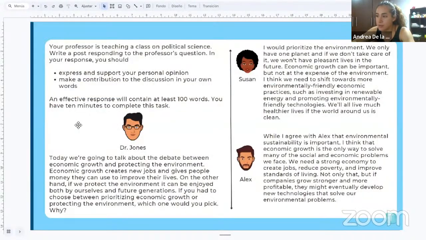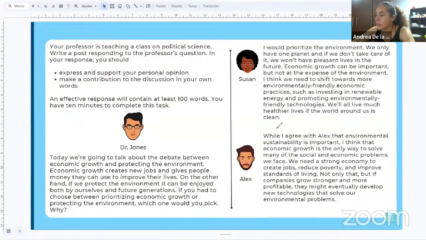I like the reason that you're giving, but my suggestion, and this is very important, is that you can agree with either of them, that's fine, but the reason that you give has to be different, it cannot be the same that they already gave. For example, Alex was saying that if companies grow stronger, eventually they will develop new technologies, and he was also saying something about improving the standards of living. If you said that, it would be a little bit repetitive and you're not really adding many new ideas. So you need to think of an entirely different, additional reason. That's how you will contribute to the discussion, by adding something original. So you could say that you agree with Alex, but you would have to look for a different reason.